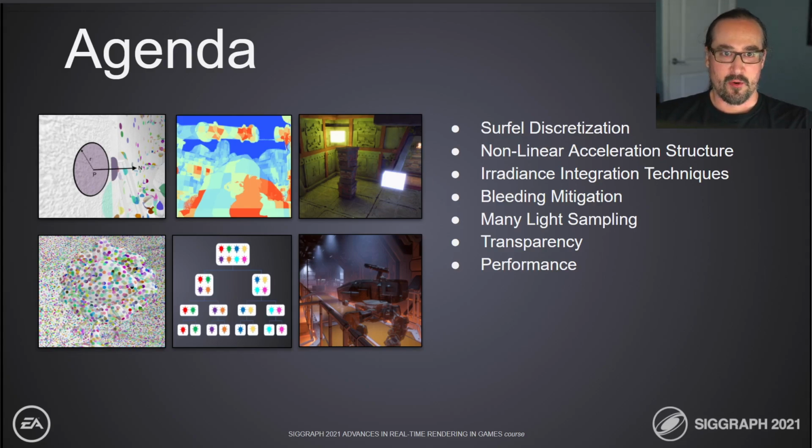Today, we'll talk about how we discretize the scene into Surfels. We'll describe our nonlinear acceleration structure. We describe how we integrate irradiance, how we mitigate artifacts, sample scenes with large numbers of lights, and handle transparency. Finally, we'll look at performance numbers. Before we begin, we should mention that this technique is still very much in development, and as such we expect to see significant improvements as development continues.